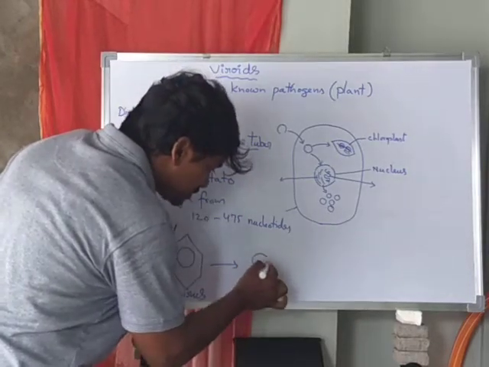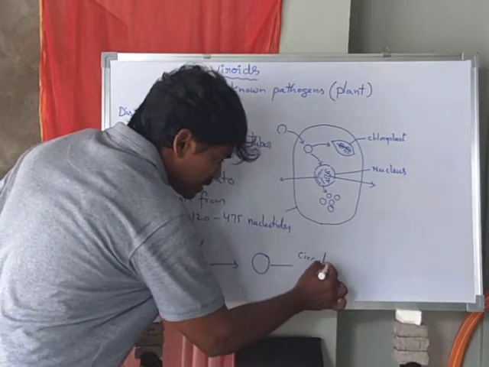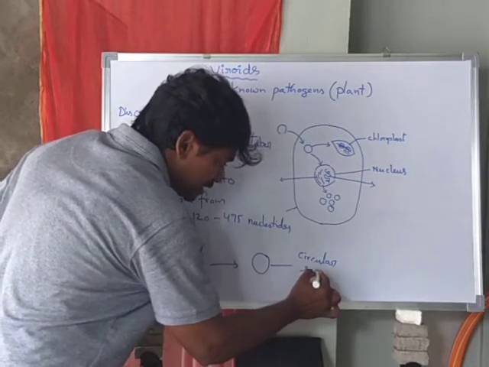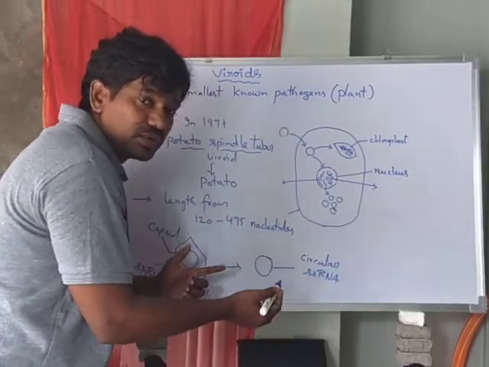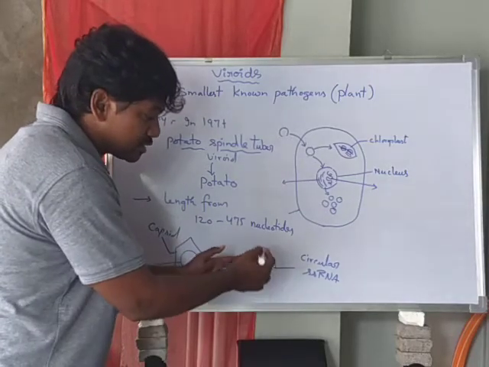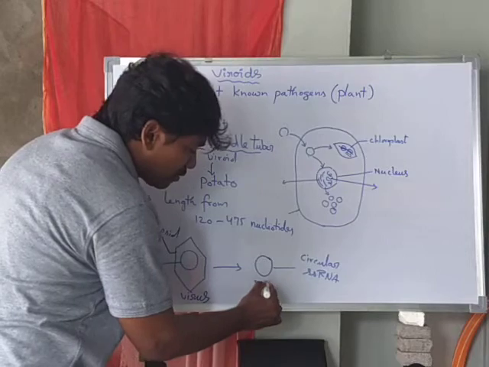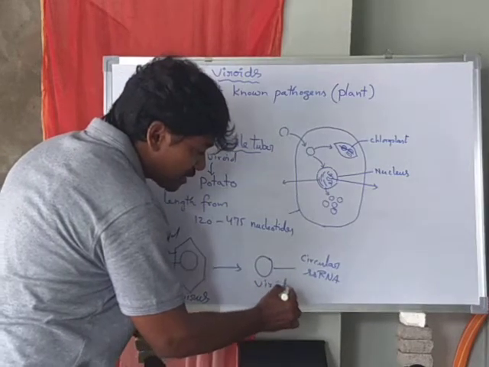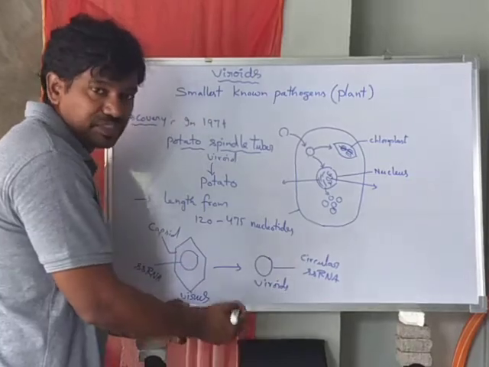So the circular single-stranded RNA is the genetic material without a capsid. It is naked. There is no capsid. So that is the simple difference between viruses and viroids. This one is the virus and this one is the viroid. There is no capsid. That is the difference.